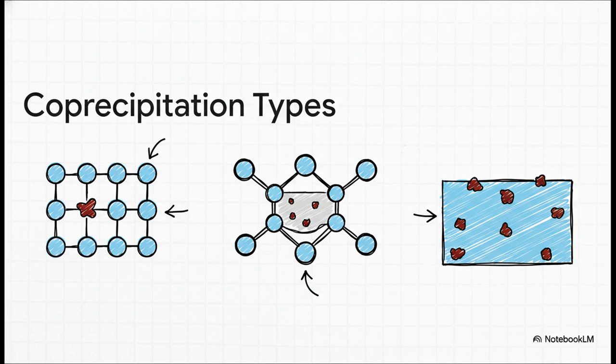This contamination can happen in a few main ways. With inclusion, an impurity atom literally takes a spot in the crystal structure. With occlusion, you get little pockets of impurities that are physically trapped as the crystal grows up around them. And with adsorption, the impurities just kind of stick to the outside surface. Understanding these is how chemists learn to either minimize the problem or, when they need to, maximize it.